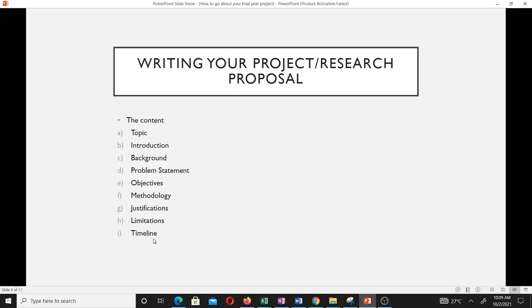Then the timeline. You are going to work within a particular time, so you have to specify the time that you think can help you to complete that project, so that you will know whether you can complete it or not. So this is the step you are supposed to go through to write a project or research proposal. If you want to draft one, you can go to the internet, search for a template, and use it to write yours.